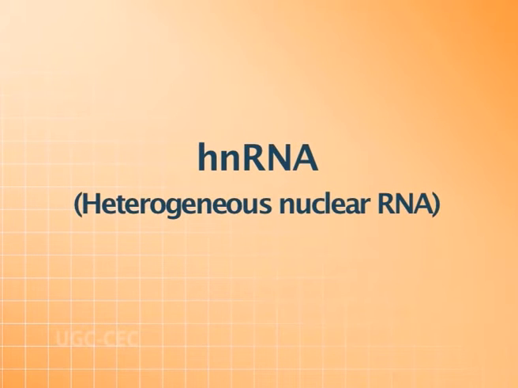First, we will take up hnRNA or heteronuclear RNA. hnRNA stands for heterogeneous nuclear RNA. As its name suggests, hnRNA is a term that encompasses various types and sizes of RNAs found in the eukaryotic cell nucleus. As we already know, RNAs exist in many forms and carry out a wide range of functions.